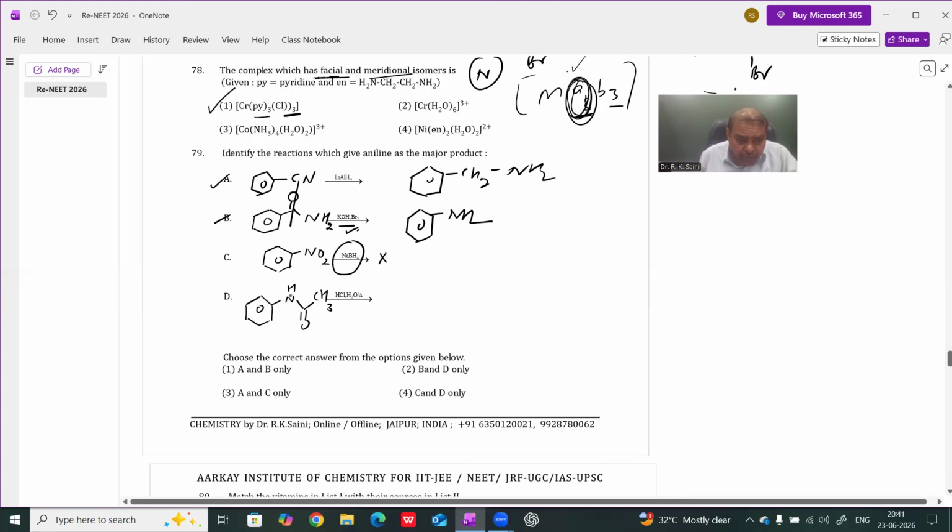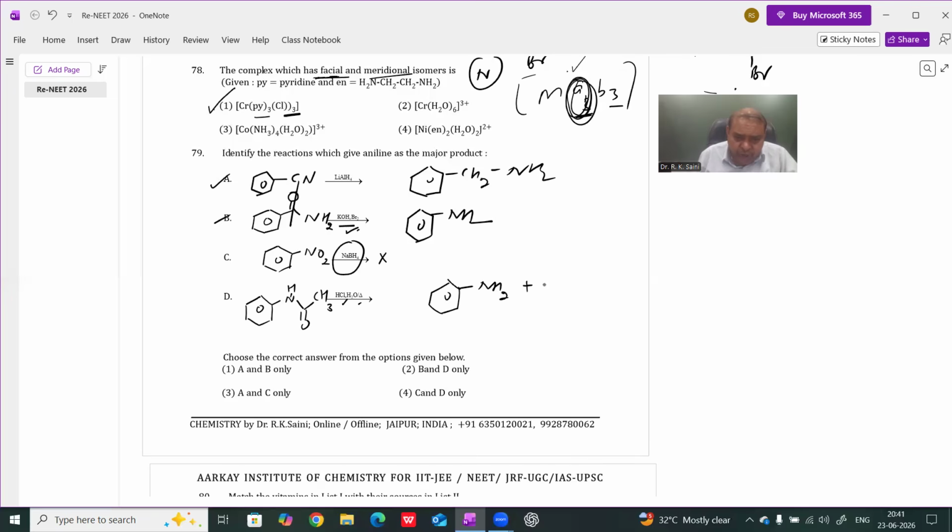In case of amide, first HCl, then hydrolysis. In case of acidic hydrolysis, all acid derivatives are changed into acid. Therefore, this compound gives aniline also, where H and OH, acetic acid and OH, on heating. And options B and D give aniline also. Question number next.